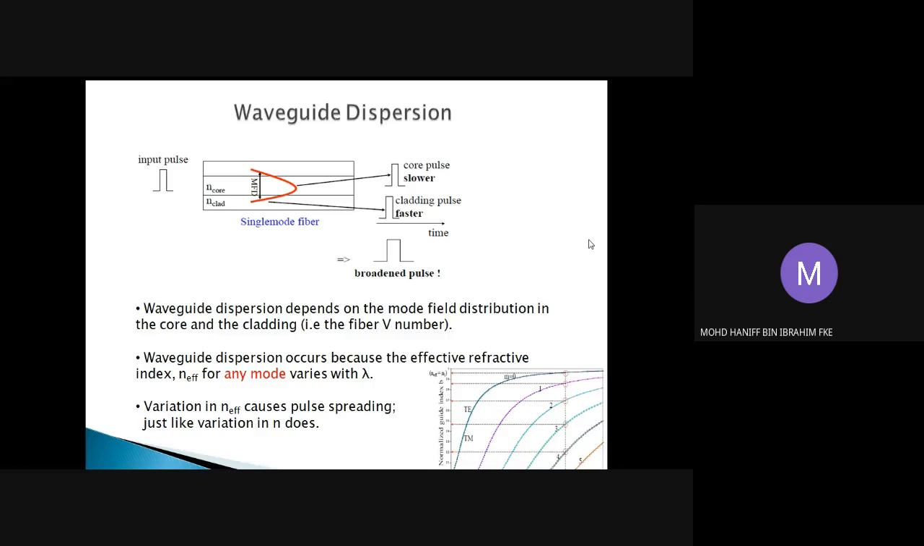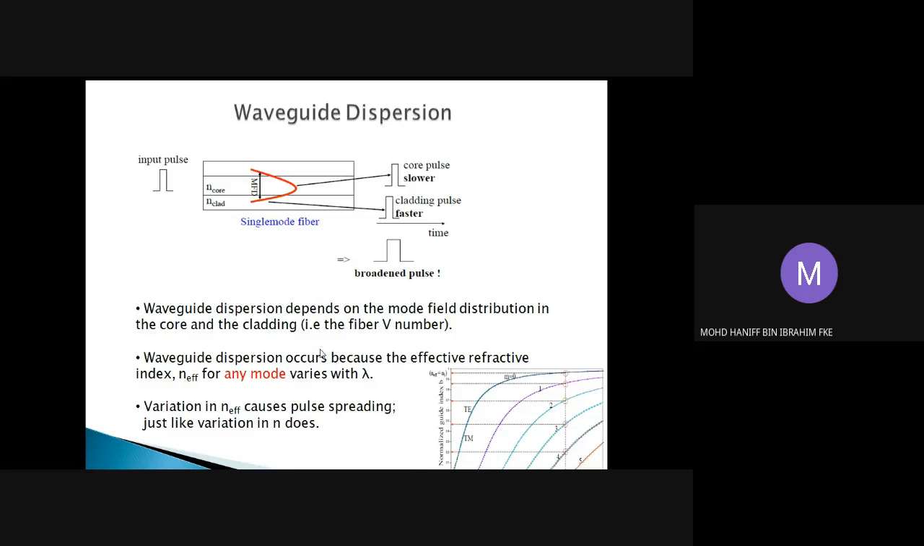Because we know that for the waveguide, there should be an effective refractive index, which is a combination of the index for the core and the clad. What we learned in material dispersion is that it is due to the effect of lambda towards the refractive index n. The same thing applies for waveguide dispersion, in which we have a relationship between lambda and n effective. So n effective is a combined refractive index between the core and the clad.